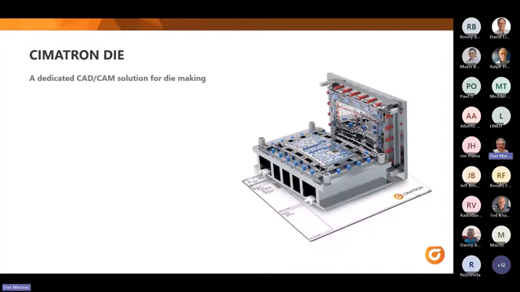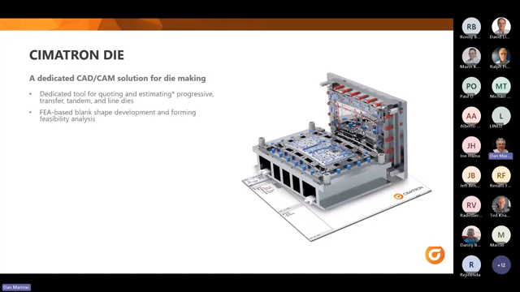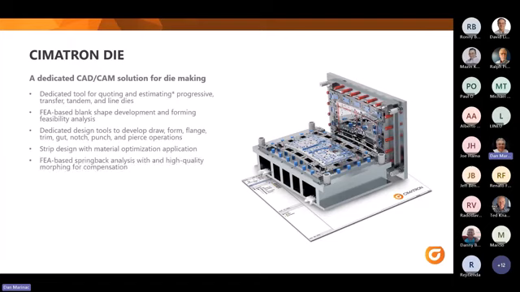Cimatron Die in particular is what we're going to talk about today. It's a dedicated solution for die makers. It has quoting estimating for both progressive, transfer, tandem, and line dies. It has an FEA-based blank shape development and forming feasibility analysis. It's a dedicated design tool to develop all of your stations in your operations: draw, form, flange, trim, gut, notch, punch, pierce, etc. It has strip design with material optimization applications. There is an FEA-based springback analysis with high-quality morphing for compensation.